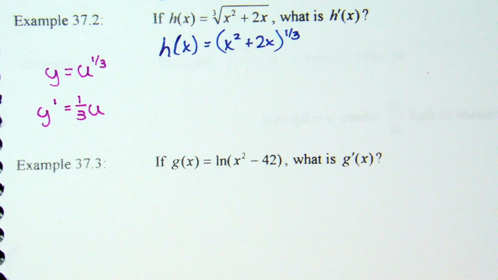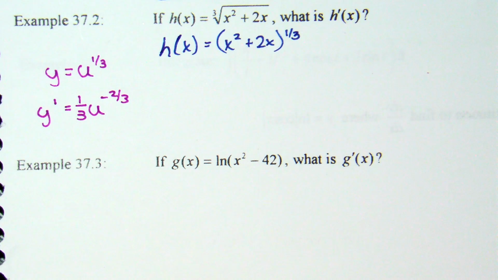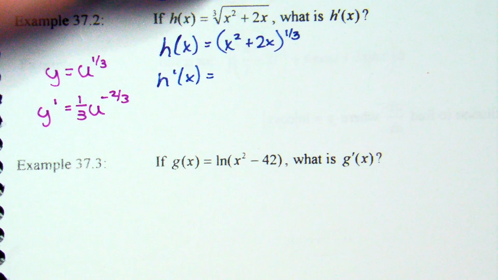Basically x squared plus 2x is in the place of u, so it's 1/3 times x squared plus 2x raised to the negative 2/3. Am I done? No. That's the derivative of the outside. We kept the inside, and now we're going to do the derivative of the inside. What's the derivative of the inside? 2x plus 2.